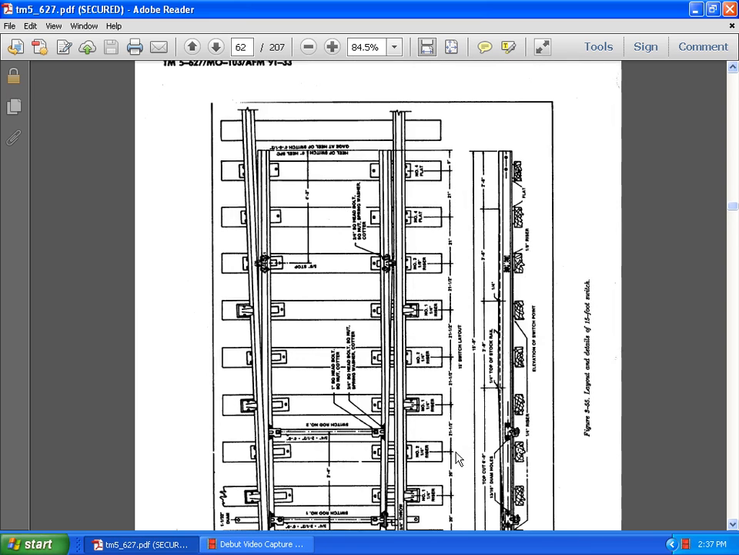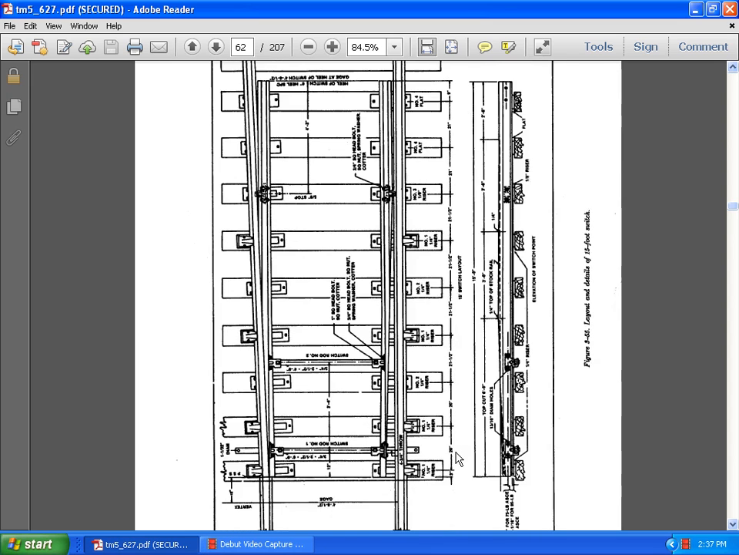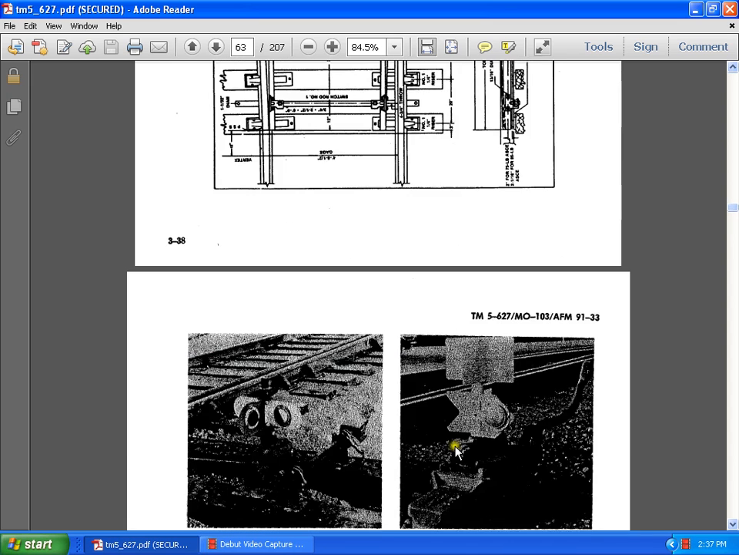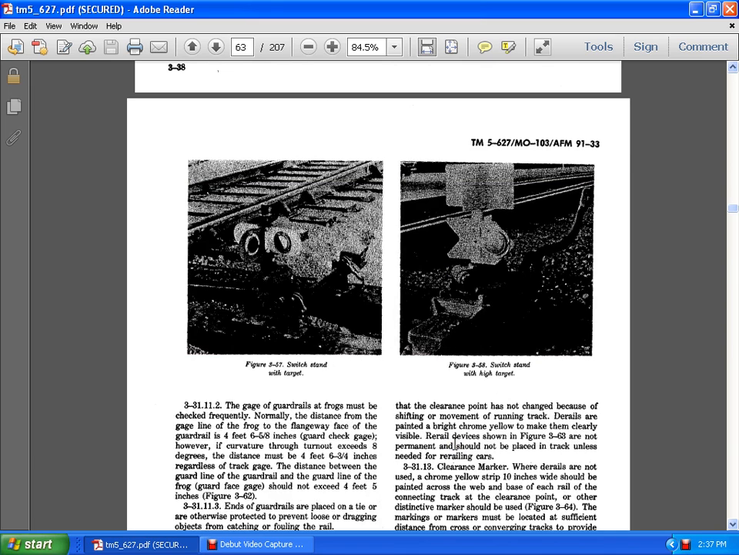Here we show a turnout. Here's a switch stand target and a switch stand high target. Gauge of guardrails must be checked frequently. Normally, the distance from the gauge line of the frog to the flangeway of the guardrail is 4 feet 6 5/8 inches. However, if the curvature of the turnout exceeds 8 degrees, the distance is 4 feet 6 3/4 inches, regardless of the track gauge. The distance between the guard face of the guardrail and the gauge line of the frog should not exceed 4 feet 5 inches.